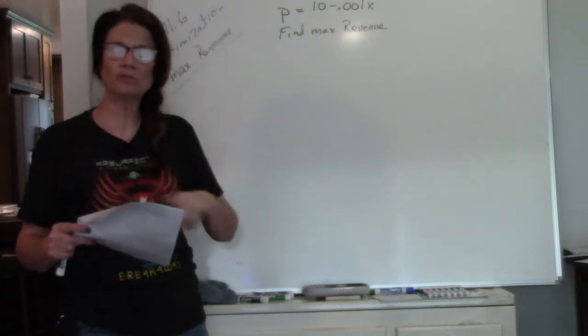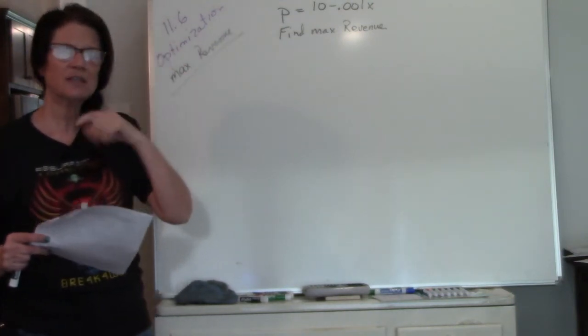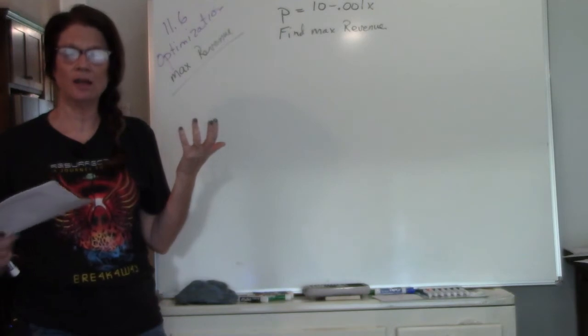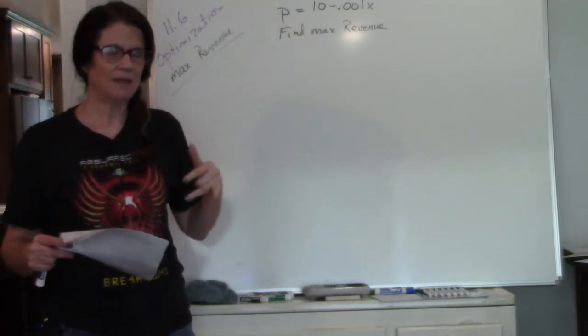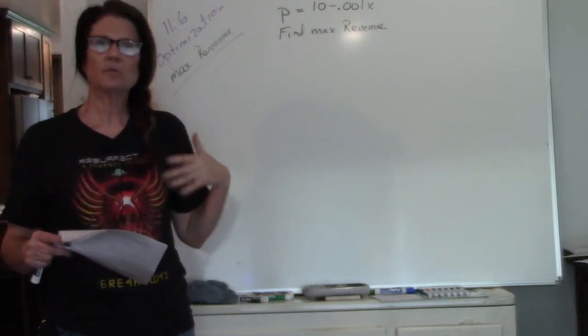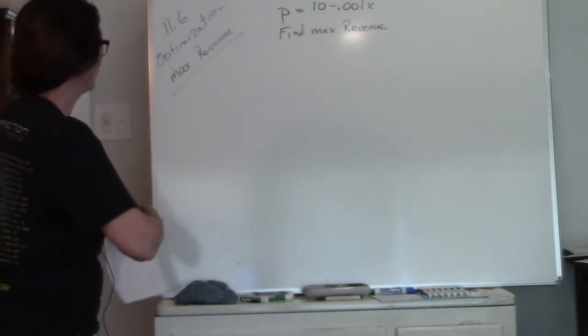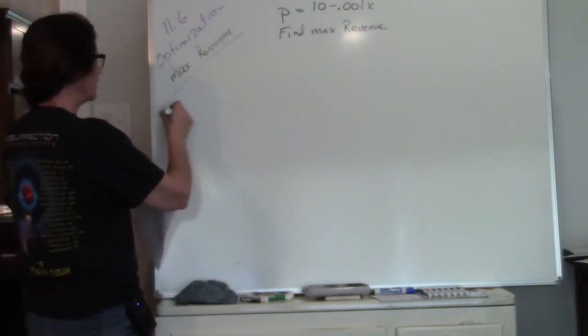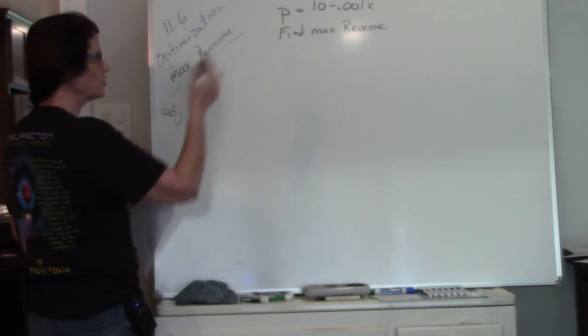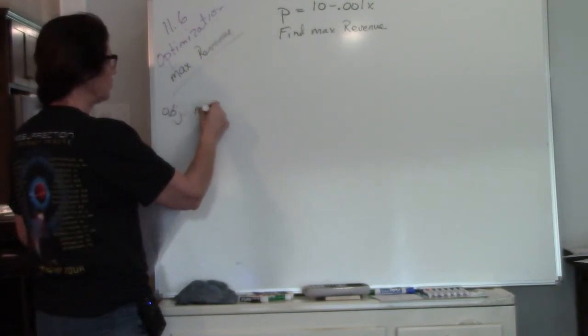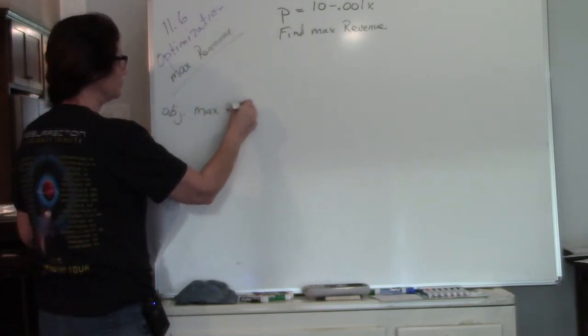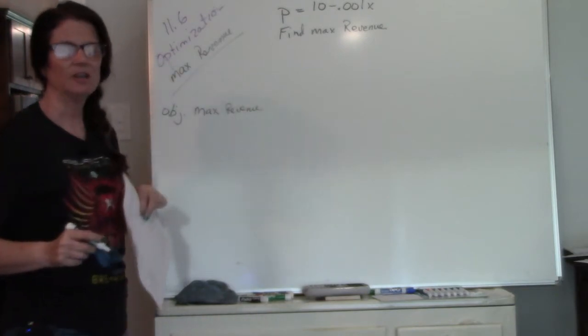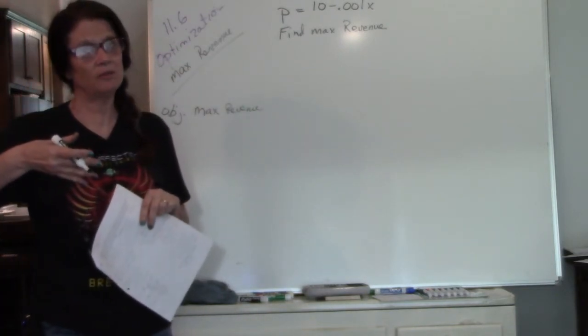Okay, so we're going to go through the whole process. First, we don't have anything to draw, so we can skip that step. Next we need the objective. The objective is always the question, so we're looking for maximum revenue. That's our objective. So you have to come up with the revenue function.